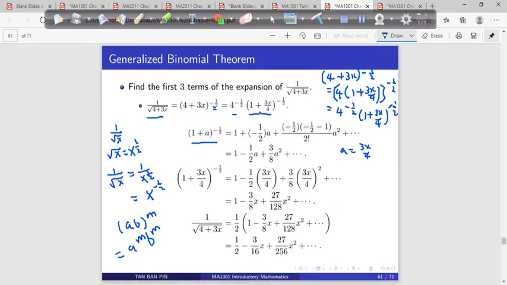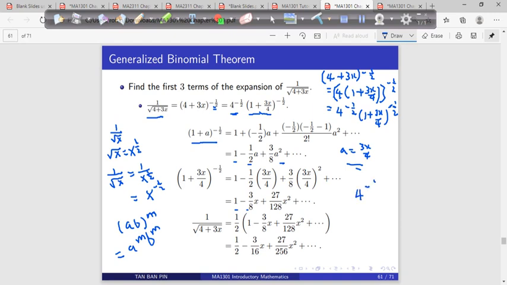You sub into the formula. You get 1 minus half a plus 3 over 8 a squared. Then a is 3/4 x, so you get (1 plus 3x over 4) power minus half. You sub a as 3/4 x, and then that gives you this expression. So with that, remember outside there's a 4 power minus half.